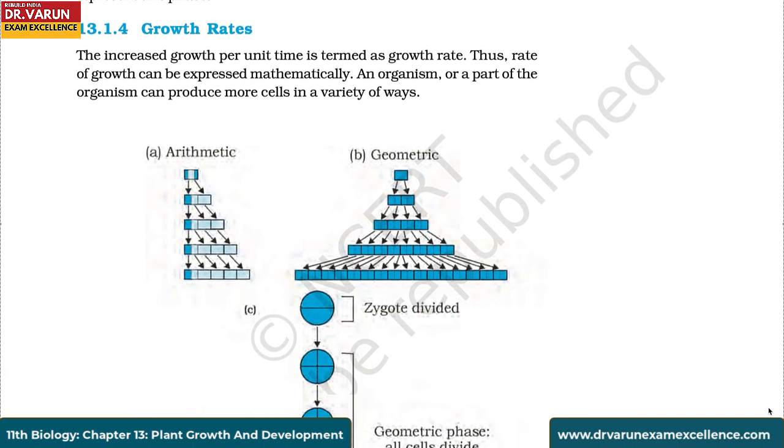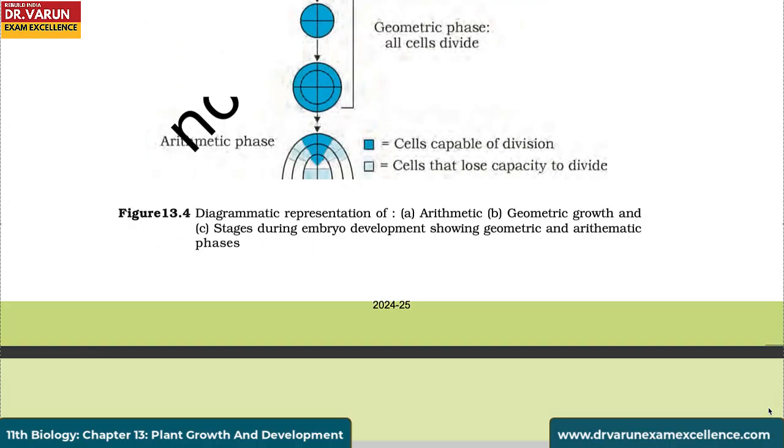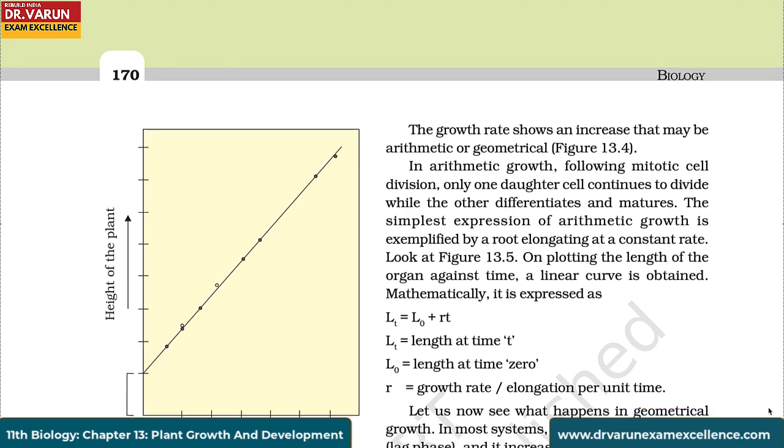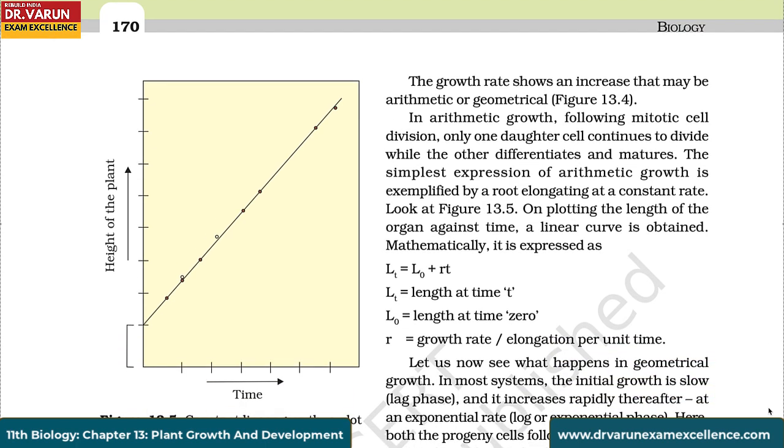Growth rates. The increased growth per unit time is termed as growth rate. Thus, rate of growth can be expressed mathematically. An organism or a part of the organism can produce more cells in a variety of ways. The growth rate shows an increase that may be arithmetic or geometrical.